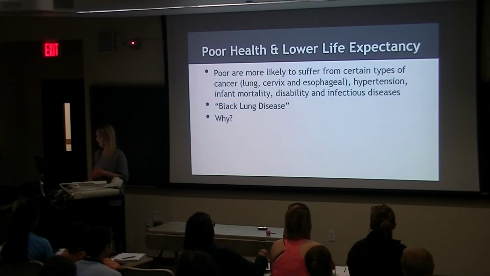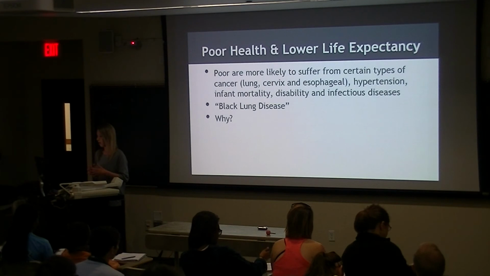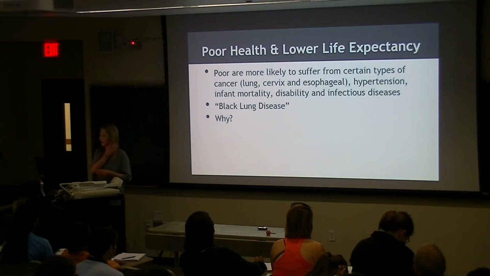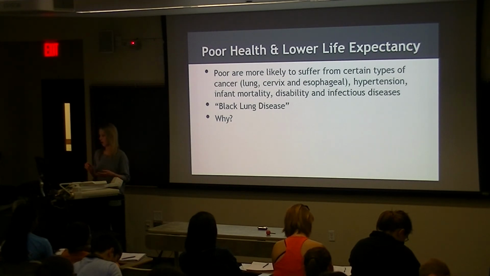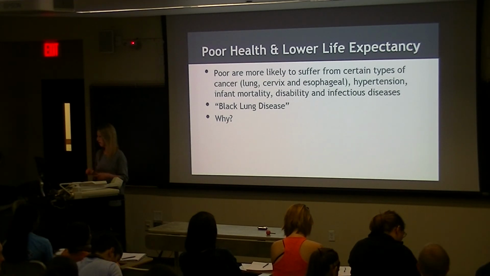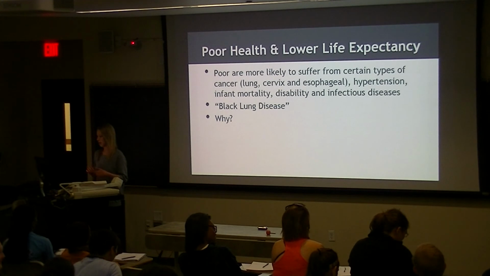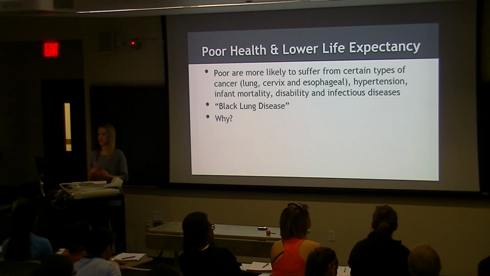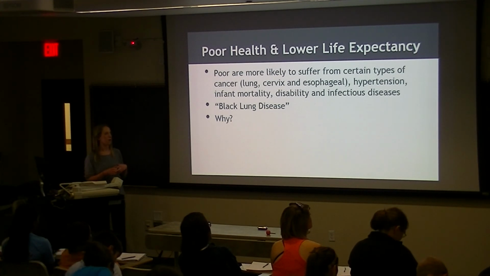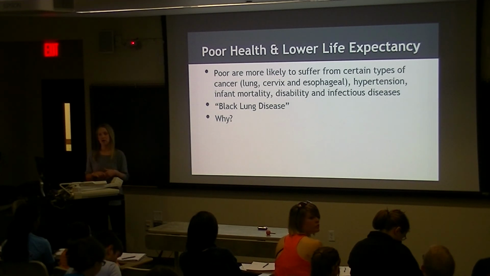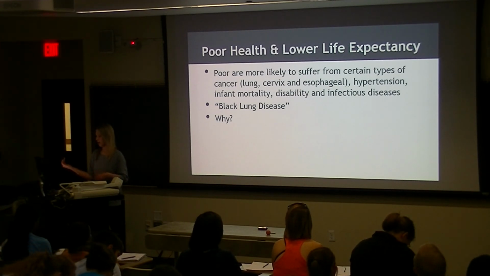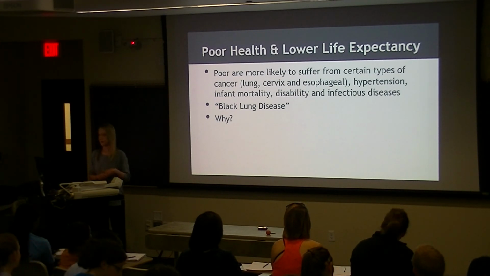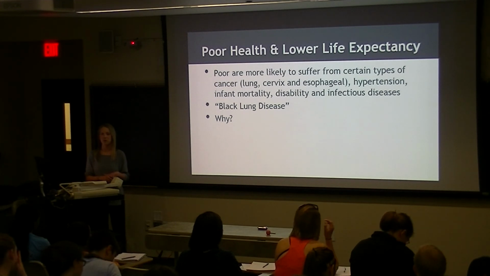So going off of that, like I said earlier, people in poverty are more likely to suffer from certain kinds of cancers, like lung, cervix, esophageal, hypertension, infant mortality, disability, and infectious diseases. Why might some of these reasons be, aside from the obvious, like the job as a coal miner and black lung disease, which we talked about? Why might some of these other things, like cervical cancer, hypertension, infant mortality, disability, be issues for people in poverty?